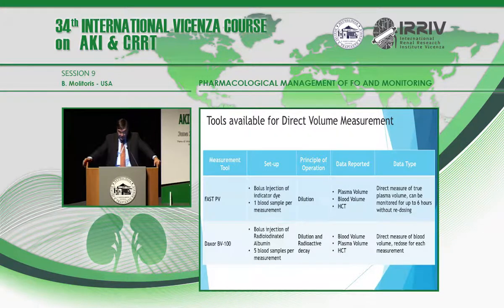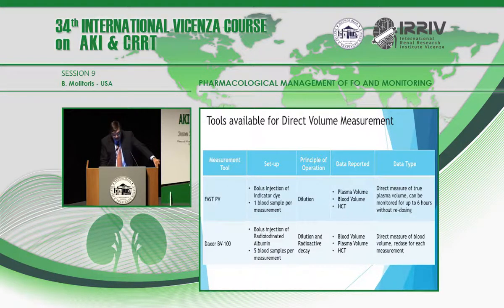So I'm going to speak just a little bit where I'm conflicted, and I'll point that out again, but there are two direct measurement tools right now. There's the Daxor that's commercially available. You can see there it's a bolus injection of radioactive albumin. They then take 5 samples and extrapolate back to 0 time point.